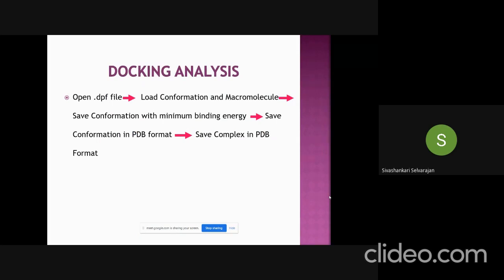If we recall what was taught yesterday, finally we had generated one docking parameter file. After running the command, there will be an output file. That will be a docking log file with the extension DLG. Today we will be opening that particular file in AutoDock. It is not the DPF file. We will be opening the DLG, that is the docking log file, and we will be loading the conformation.